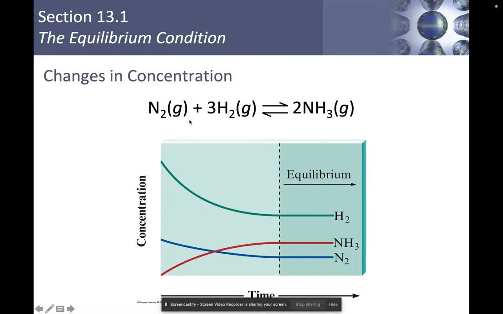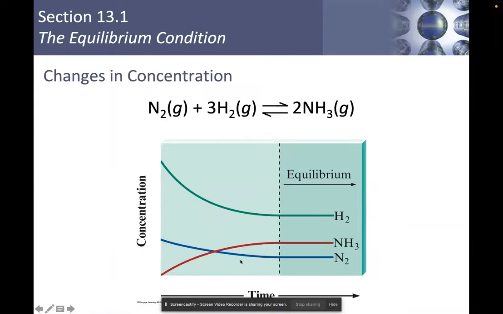So let's take a look at the manufacturing of ammonia here. And we can see that if we look at concentration over time, this is what we see. So hydrogen is going down, right? It's decreasing. Eventually it levels off. Same thing for nitrogen. Nitrogen is decreasing. Eventually it levels off, and ammonia is increasing. Again, exactly what you would expect, right?